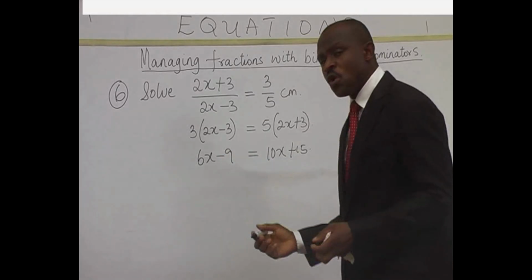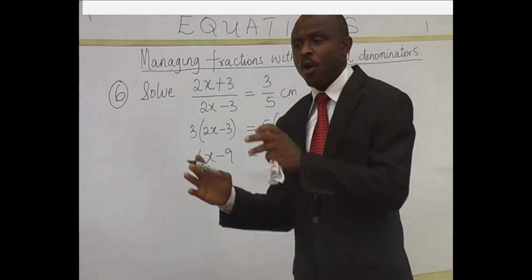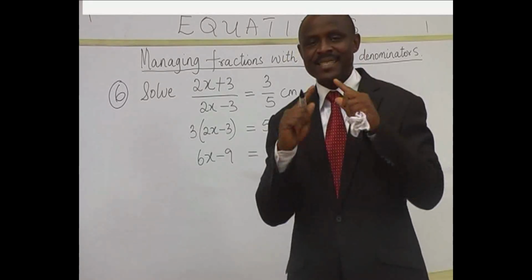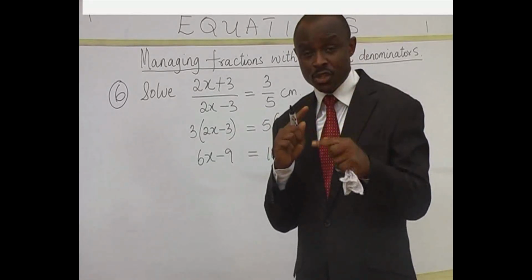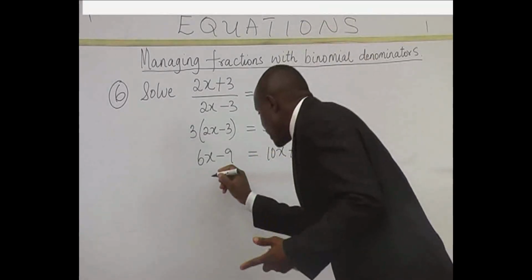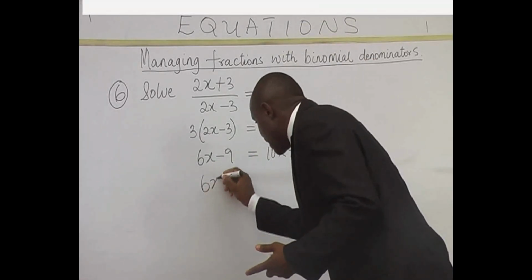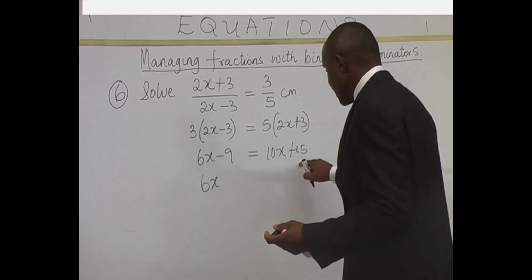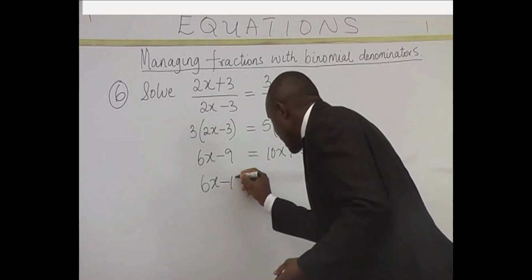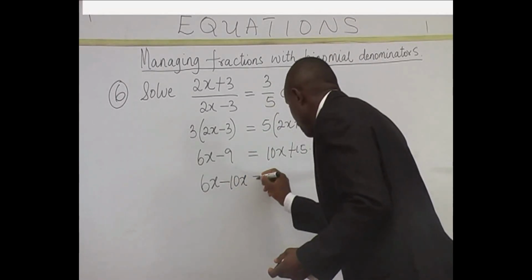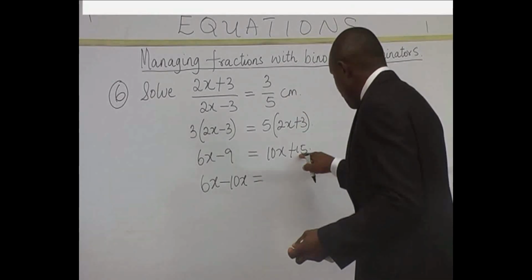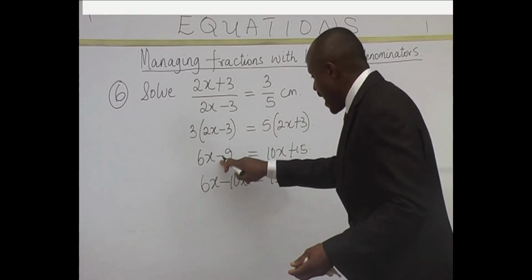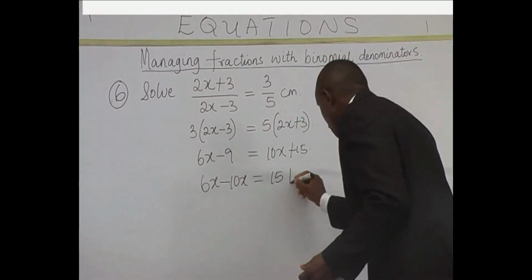Remember what I told you? Whenever you are moving a term from one side of the equation to the other side, the sign that term carries changes to the opposite. That means we'll have 6x already existing in the left hand side plus 10x, leaving the right hand side to the left hand side, we change to minus 10x. Bring the sign of equality. Already 15 is in the right hand side. Write it. Bring minus 9 from the left hand side to the right hand side to change to plus 9.